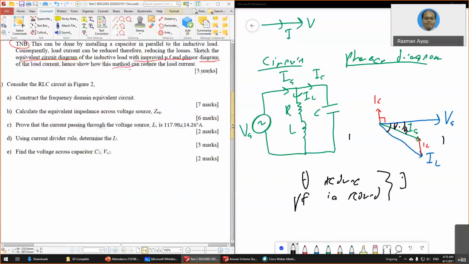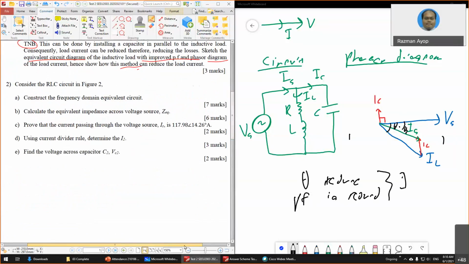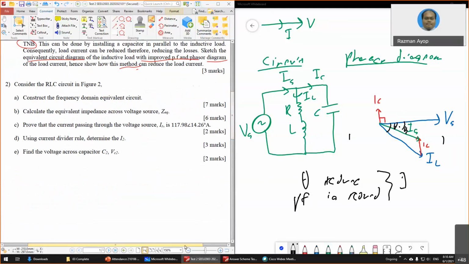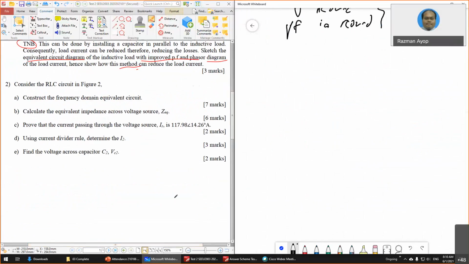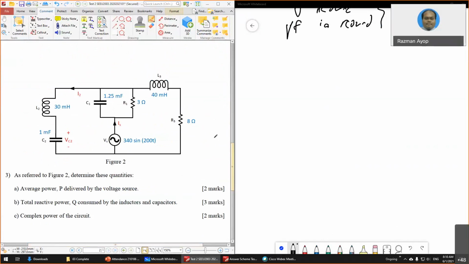Next is the second question. Construct a frequency domain equivalent circuit. For this case, you have to make sure that all the Henry and Farad are changed to frequency domain. So where do you get the frequency, so here. Some of you don't know where you get the angular frequency. This is W.